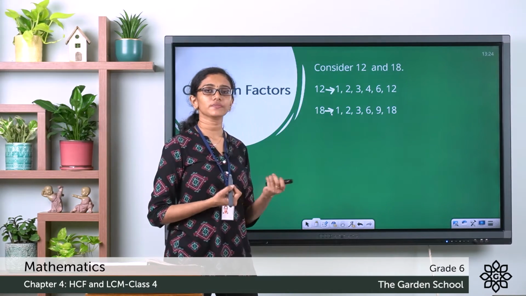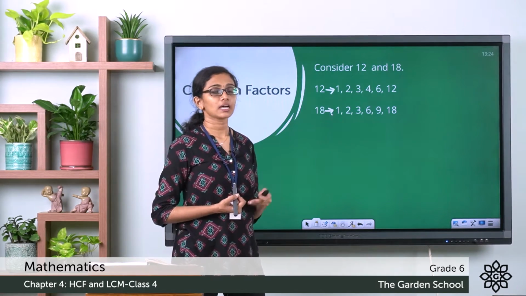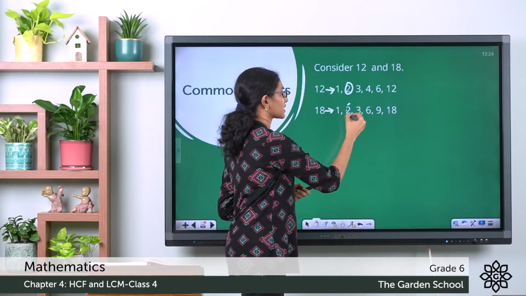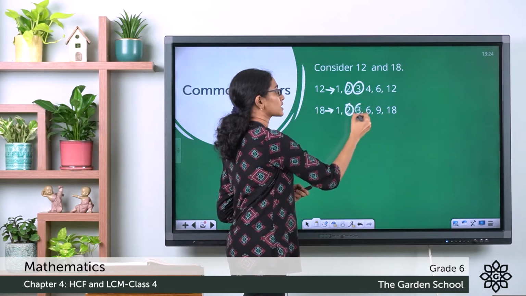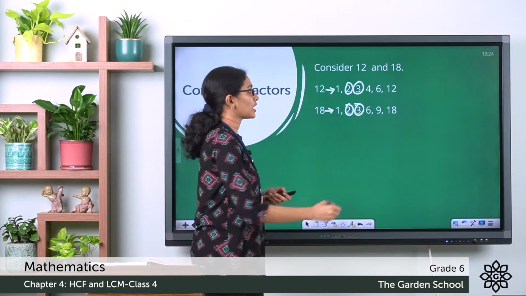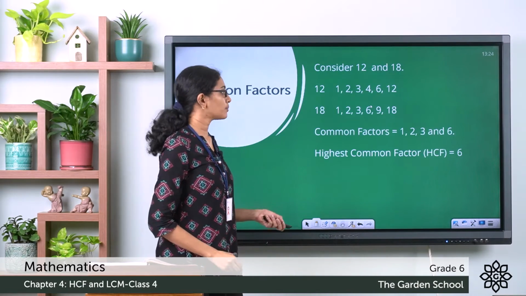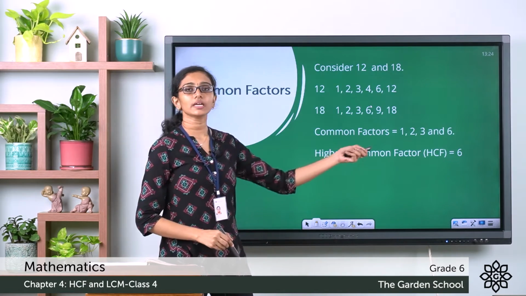1 is a common factor for all the numbers. Which are the other common factors here? We have 2 as a common factor here. You have 3 as a common factor here. And you have the number 6 as a common factor here. So the common factors are 1, 2, 3 and 6.